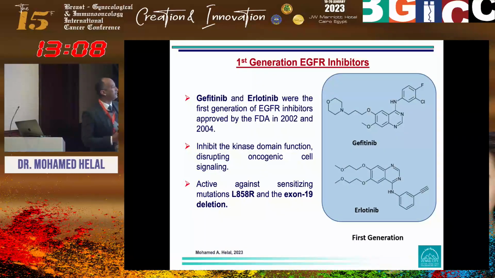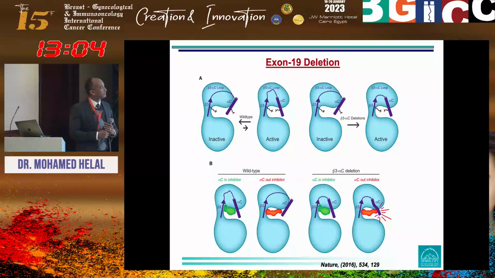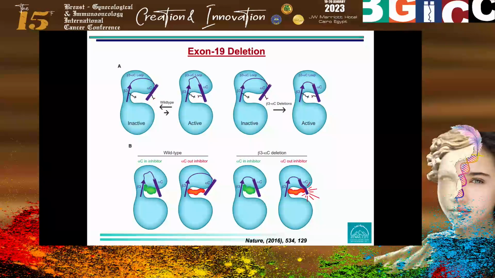L858R and exon 19 deletion. So what are these sensitizing mutations? Here, this is the natural mechanism. This is the inactive, and this is the active form, where the alpha C helix moves inwards upon activation. And we have, of course, two types of inhibitors, as you know: type 1 inhibitors, which bind to the active form, and type 2, which binds to the inactive form.